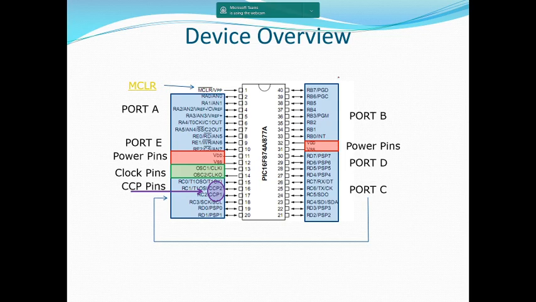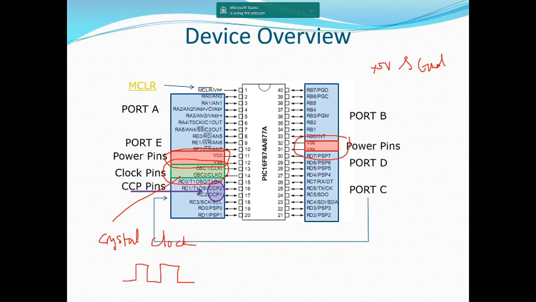Okay, so these are the power pins, and these are the power pins here. This is for your plus 5V and ground. So the next one, which is very important, is the green color. This is to connect the crystal clock. The function is to give a clock signal to the PIC over here. By having this clock, it can execute the program. So all electronics must have this crystal clock and the power pins over here.